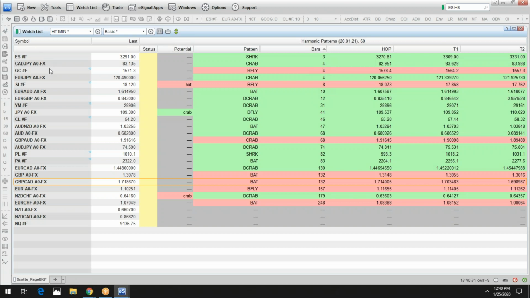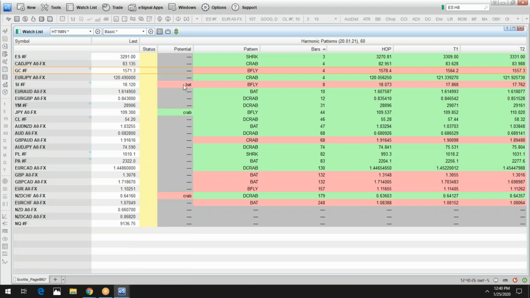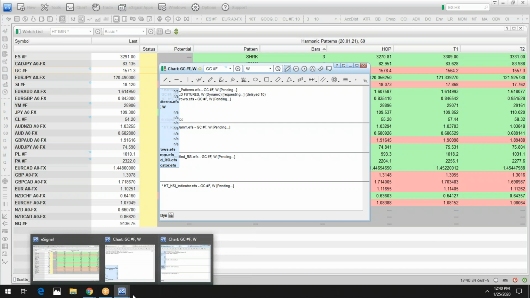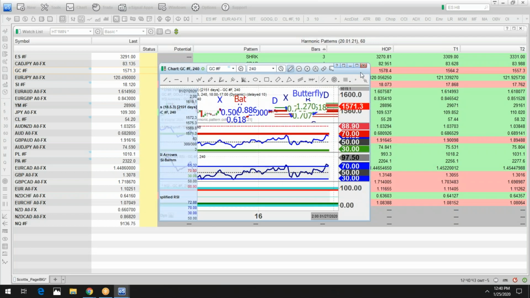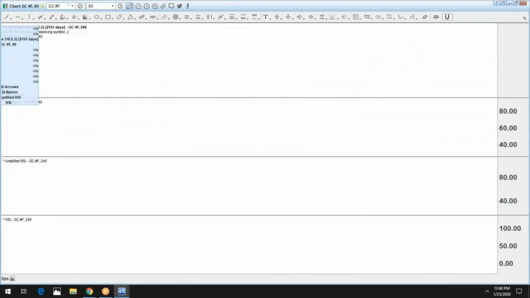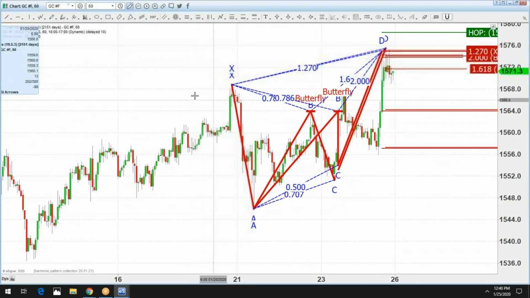Let me see if I can open up a new chart. I don't know if it's running kind of slow here. Go to the 4 hour. Here's the 4 hour chart. Go to the 60. Here's the 60. There's a butterfly right there.